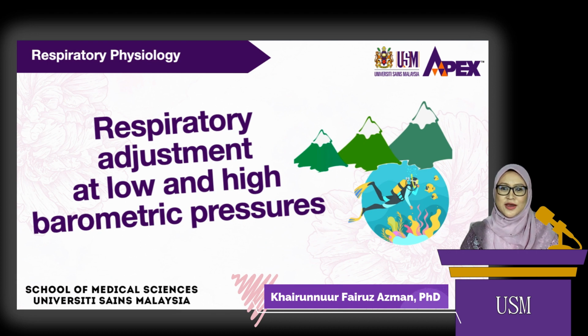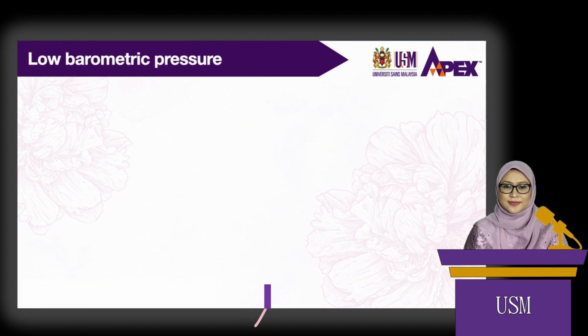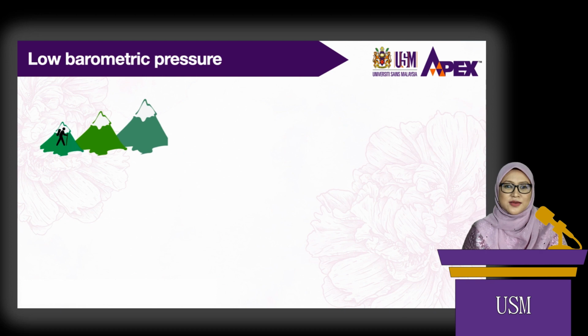In this video, we are going to talk about respiratory adjustment at low and high barometric pressure. Let us start with low barometric pressure. As you ascend to higher altitude, the barometric or atmospheric pressure surrounding us decreases. The partial pressure of oxygen in the inspired air will also decrease. At sea level, the barometric pressure is 760 mmHg.